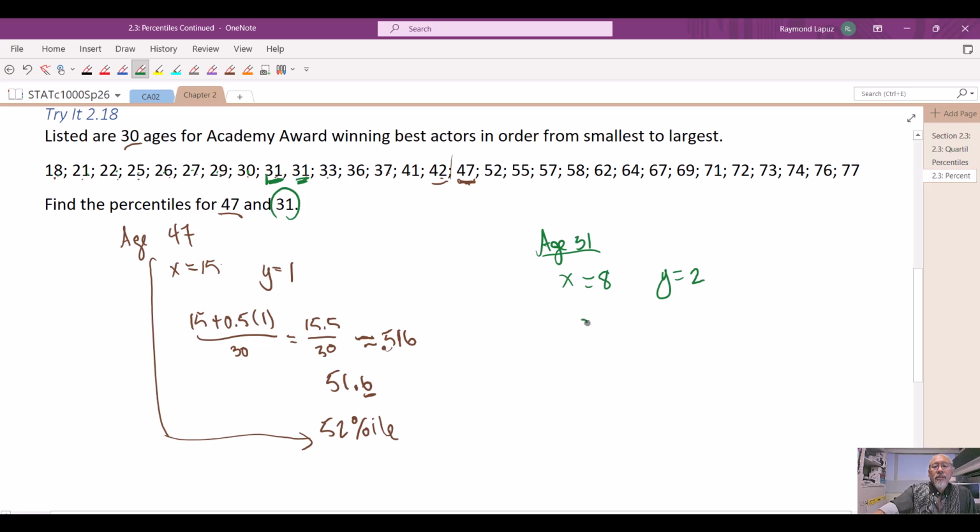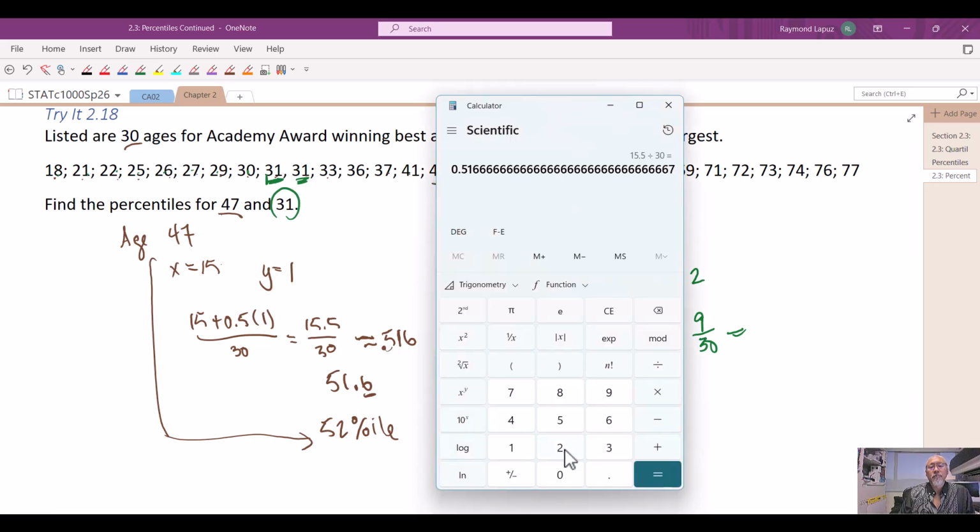We have x plus 0.5 times 2, divided by n, which is 30. All right, 0.5 is 1/2. 1/2 times 2 is 1, so this is 8 plus 1 is 9 over 30. And then let's just punch that into the calculator to get our decimal. That's 9 divided by 30.